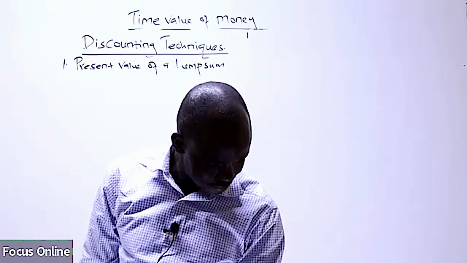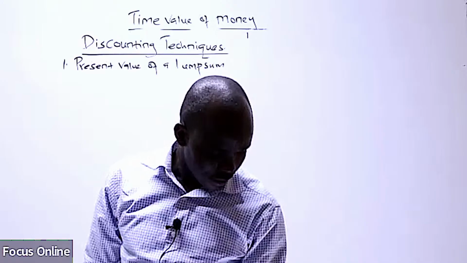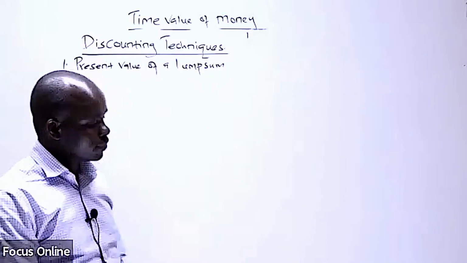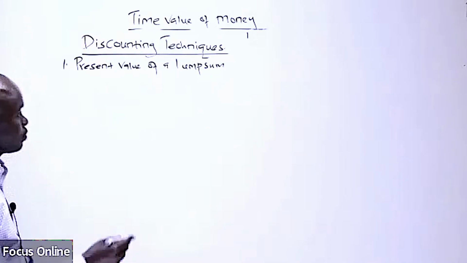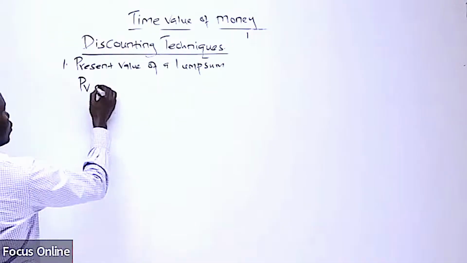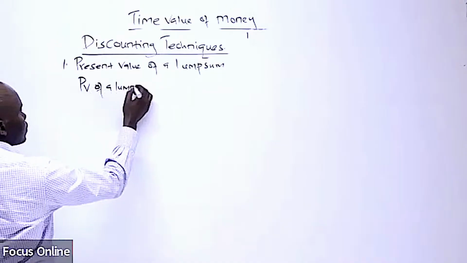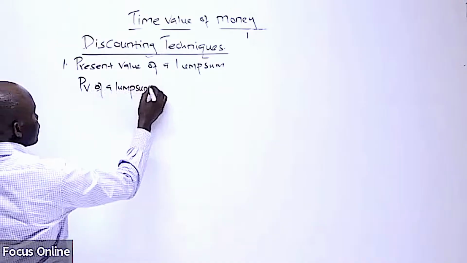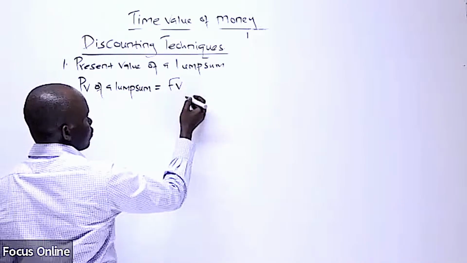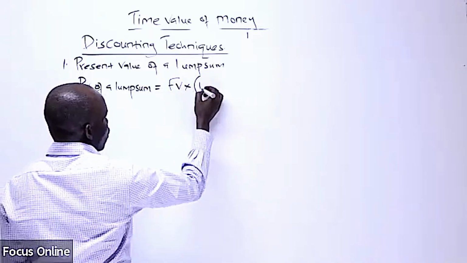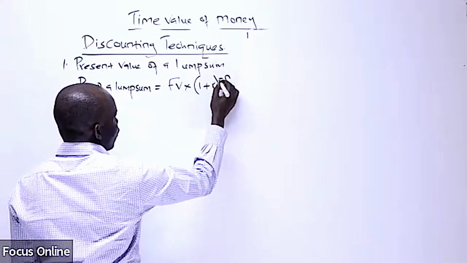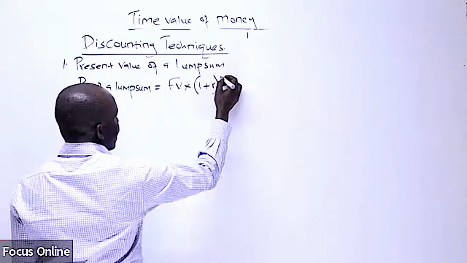So how do we get the present value of a lump sum? Present value, just say PV, of a lump sum is equal to future value times (1 plus R) power negative n.